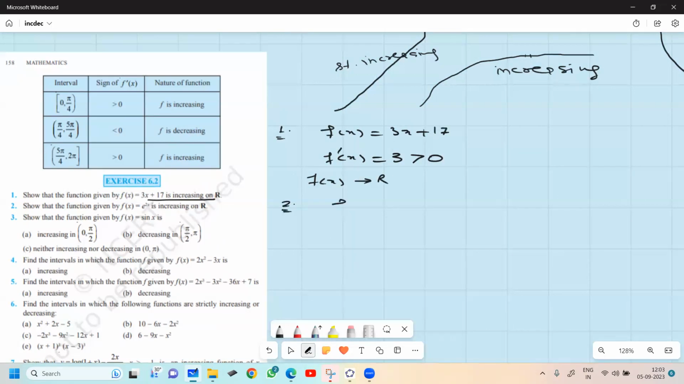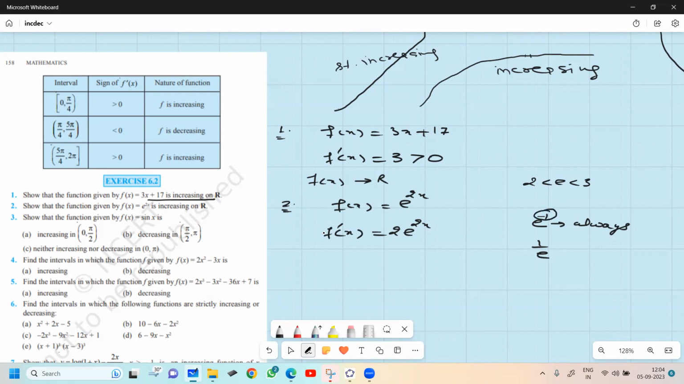Second question. f of x is e raised to power 2x. We have to again show this is strictly increasing on R. So f dash x is 2 e raised to power 2x. Now, e is a function which is always positive, even if it is e raised to power minus 1. So, it will become 1 by e, and e value remains in between 2 and 3. So whatever the power is, negative, positive, or whatever, it will remain positive. So, what will I say? As e is always positive, therefore, f dash x is always positive. Therefore, it is increasing on R.